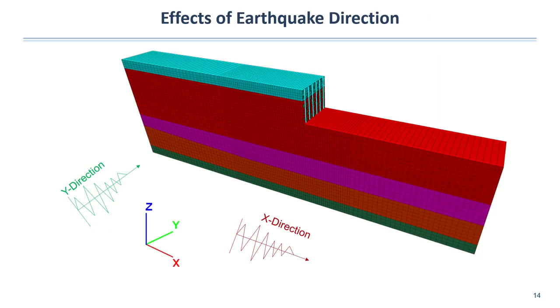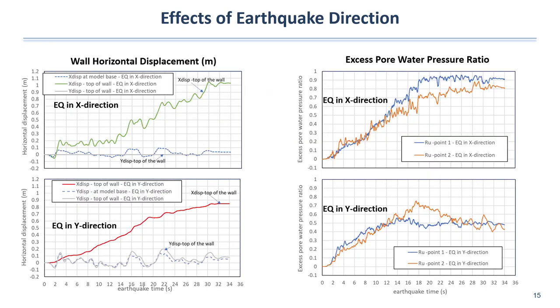Doing the 3D modeling will allow us to look at the earthquake direction. Traditionally, we only model in 2D, so we model in the plane direction, and we always ask ourselves how we model the earthquake in the other direction. We may make an assumption, maybe 50% or 90%, or we make some other assumption. For now, I have applied it in the X direction, meaning the in-plane direction. So let's apply the earthquake in the Y direction, meaning the out-of-plane direction, and see what we have.